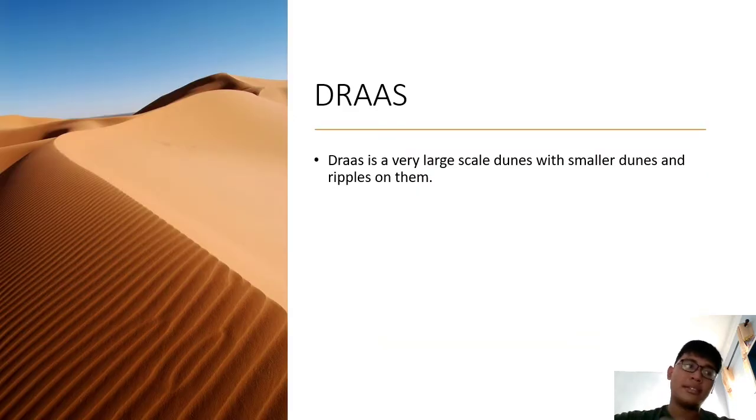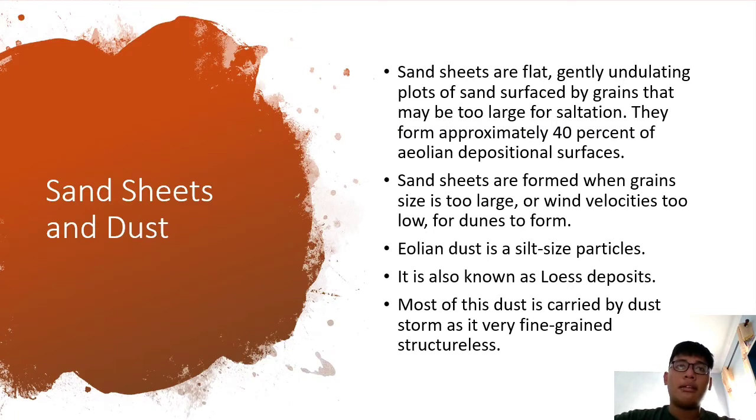So a draa, compared to a dune, is a very large one. It has some smaller dunes and ripples on it. It can have a size of more than 100 meters. And moving on to the sand sheet and dust.